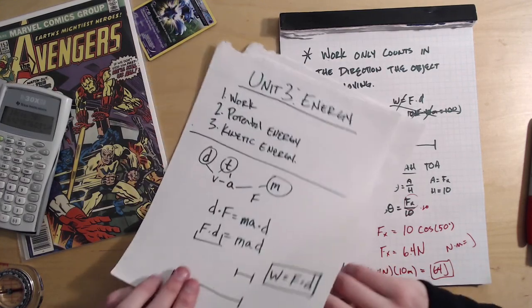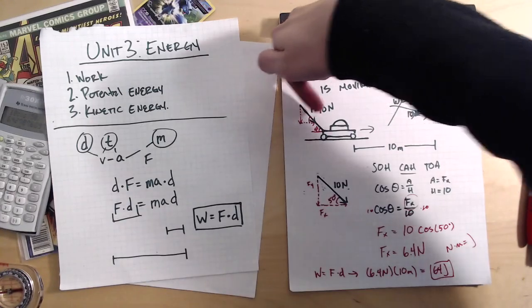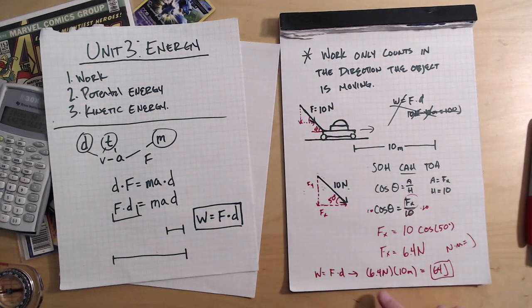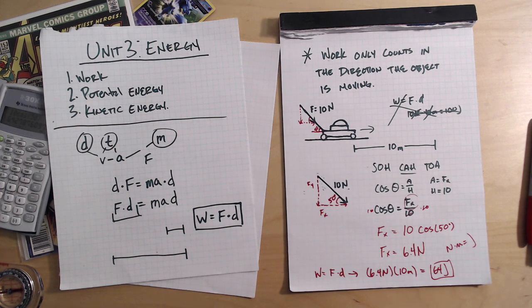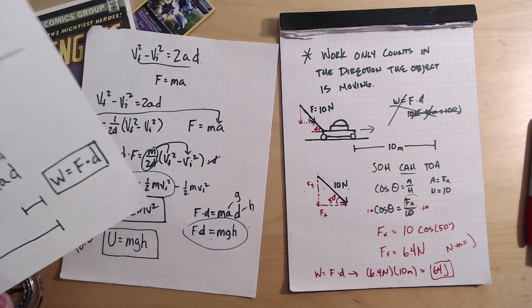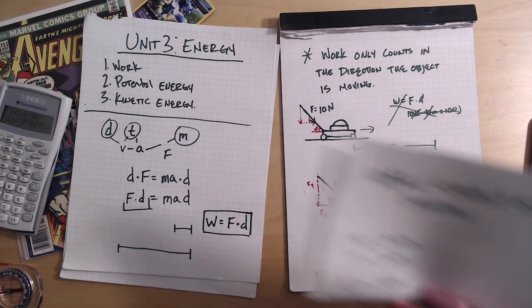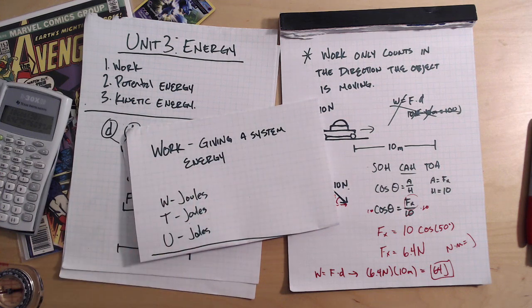And finally, we ended with work, and we learned that work only counts in the direction that the object is moving. So in this case, even though we're applying a force down, or diagonally down, at a force of 10 newtons, only the component of that force counts for adding energy to the system or doing work on the system. Okay? And finally, remember that our formal definition for work is that we're giving a system energy. When we do work on the system, we give a system energy.